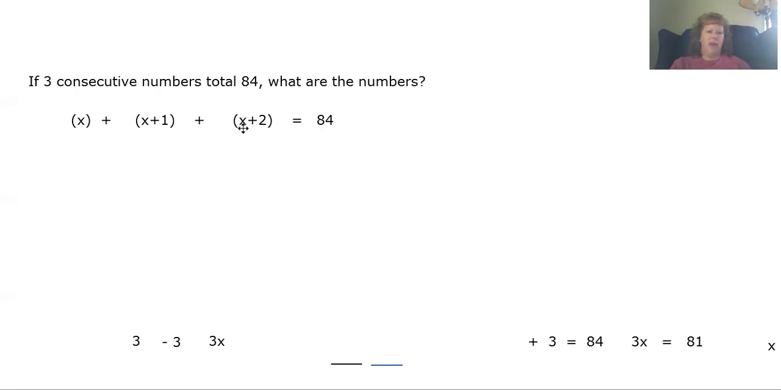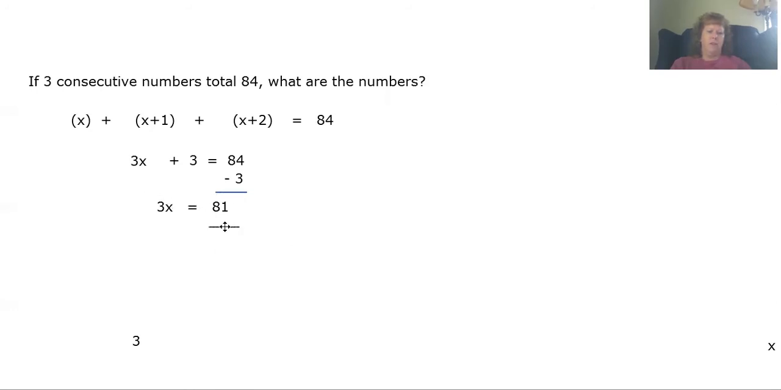So if we add up the x's, we have a total of 3 x's. And if we add up the value of the numbers 1 plus 2, that will equal 3. And added to 3x will equal 84. So now we want to get the numbers on one side of the problem. So instead of add 3, if we subtract 3 from both sides, that would leave 3x is equal to 81. And then if we divided both sides by 3, 81 divided by 3, x would equal 27.